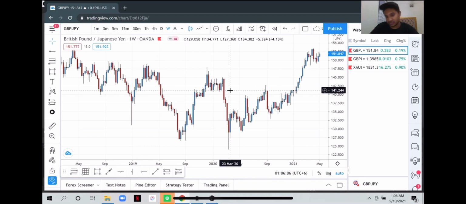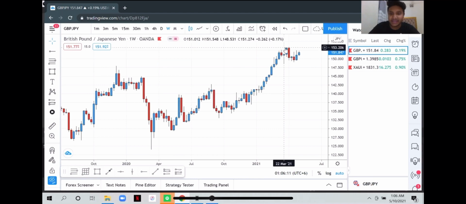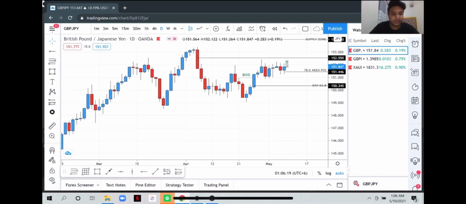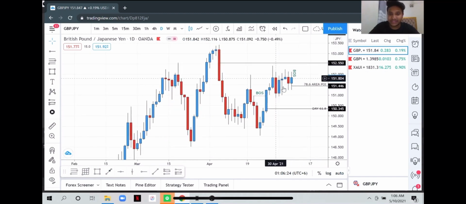On GJ, first of all, GJ has been bullish for almost more than a year now, and we can see this high breaking very soon if we can close above this high. Now on daily, what do we got over here? On daily, we're still consolidating in this area. If we can hold this low, and if we can close the next candle above this high, we might see it going to 152.550 area very soon. And if we can break this level and this low, we might see daily 61.8, 150.345 area hitting very soon.